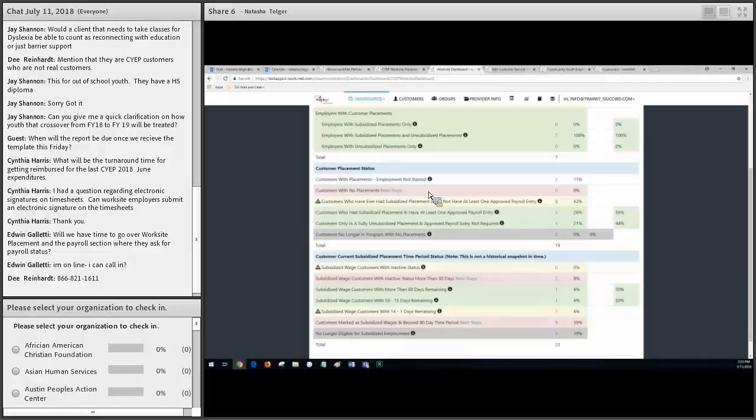In that case, that would just mean they have a planned, not started status. If you're working with them, if you have a customer that's placed with somebody and you have them marked as started, they're going to be down here somewhere. I got you. Okay. If they don't have any placements at all, they're going to be here.